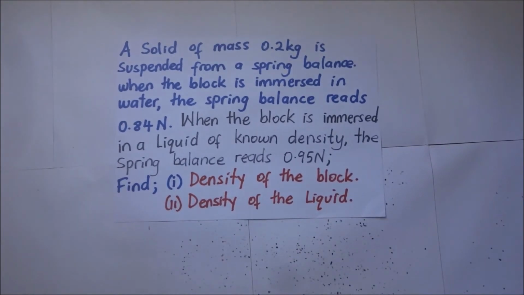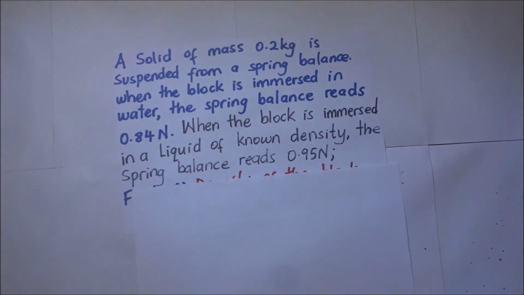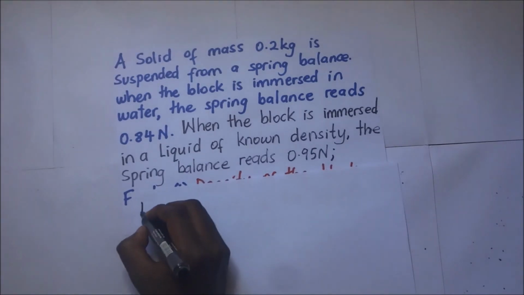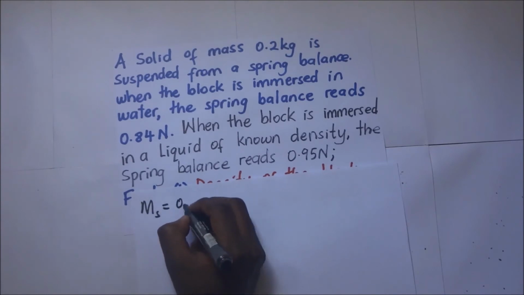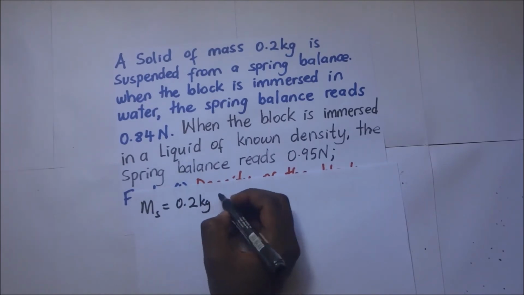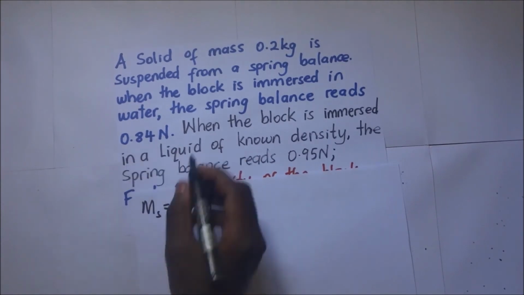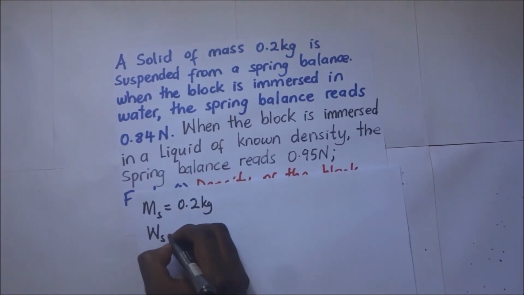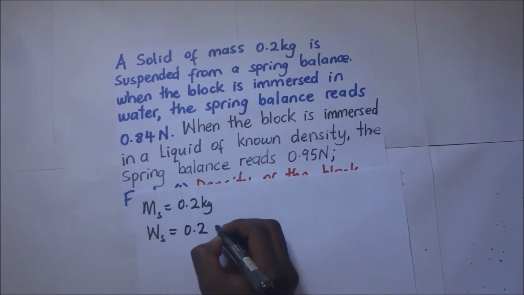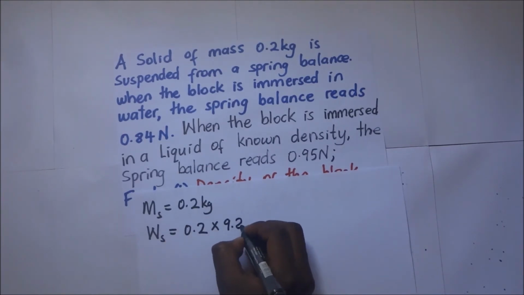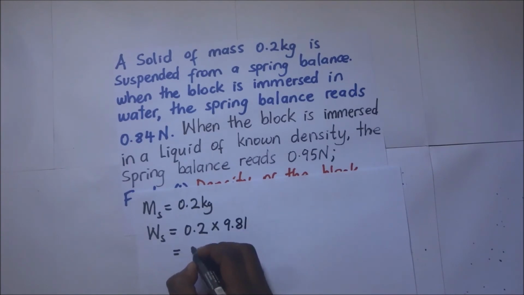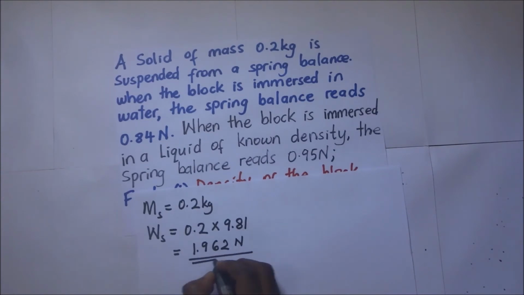So we'll begin by summarizing our question. The solid has a mass of 0.2 kilograms. Let's find the weight of the solid already. The weight of this solid is going to be equal to 0.2 kilograms multiplied by the acceleration due to gravity, which is 9.81, and that gives us 1.962 newtons right there. So that's the weight of the solid when it's in air.